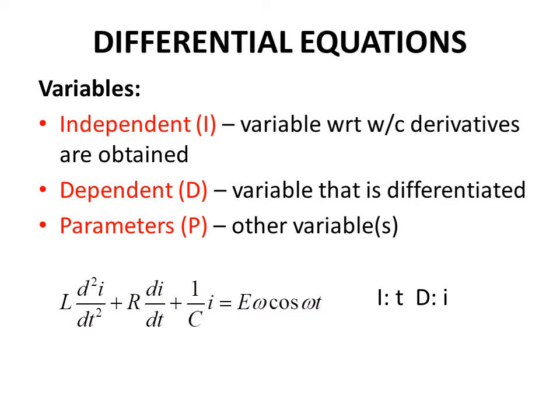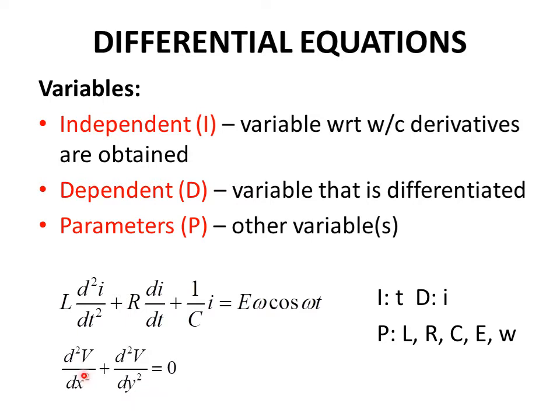In this differential equation, the only independent variable is t. That's because the derivatives are all with respect to t. And the only dependent variable is I because the variable that is being differentiated is only I. So d squared I and dI. How about the parameters? Well, we have all the other variables. So we have L, R, C, E, and omega. By the way, this should be omega instead of W.